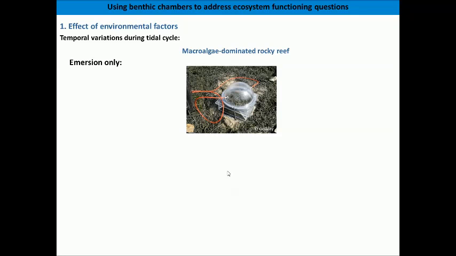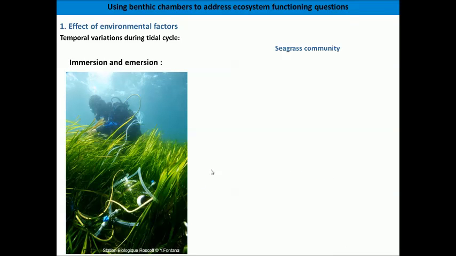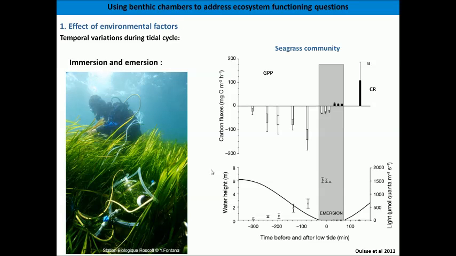You can also look at the temporal variations that take place during a tidal cycle. First, across the immersion period, here looking at a macroalgae dominated reef again, and this shows how the time since the beginning of immersion results in two different relationships when you look at gross primary productivity on the left or community respiration on the right. Or how the change from immersion to emersion affects the carbon fluxes, here illustrated on the seagrass community.